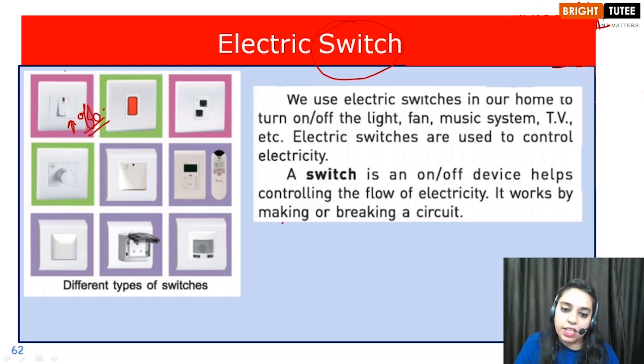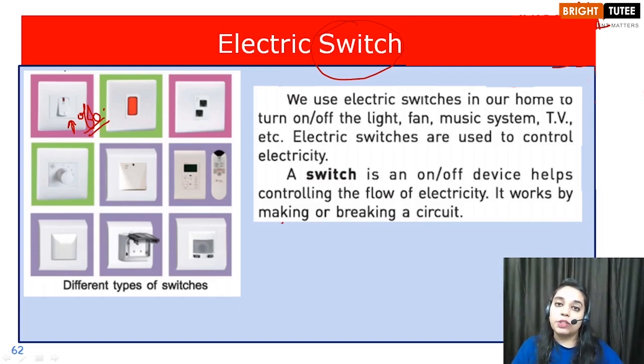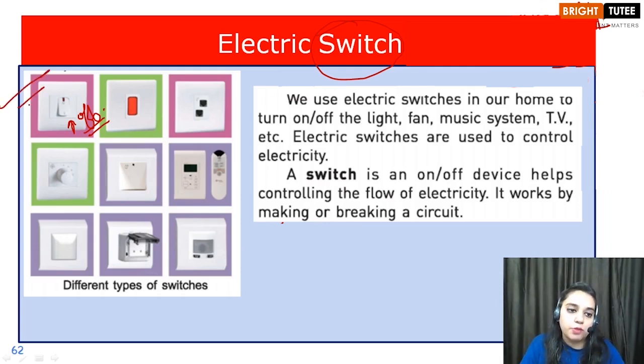And if we say switch off the fan, what are we doing? We are cutting off the supply of electricity so that we turn off the appliance, right children? So this is all about the electric switch. But since we have to look at it from the perspective of science, we are going to study this in detail. In this image you can observe the different types of switches that are available in the market or at your houses.